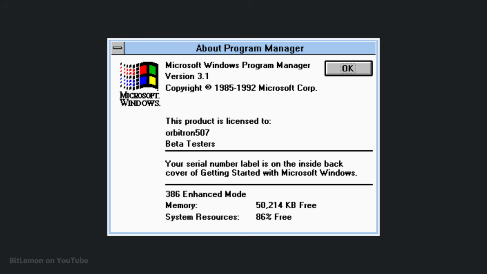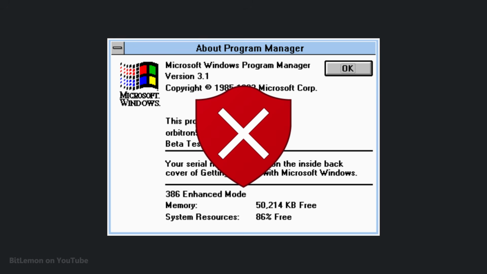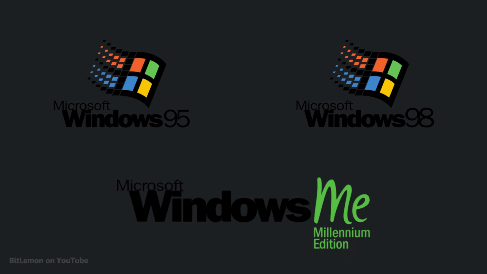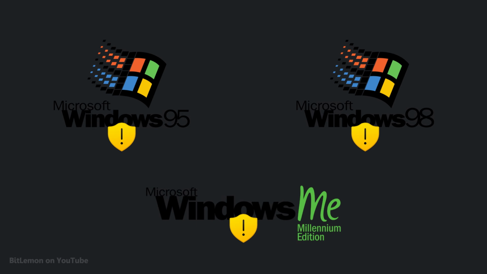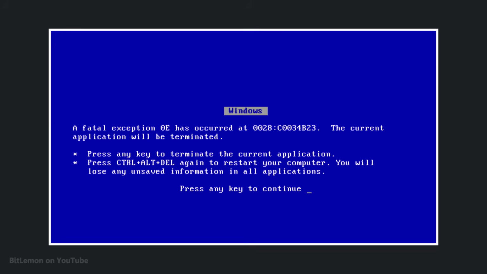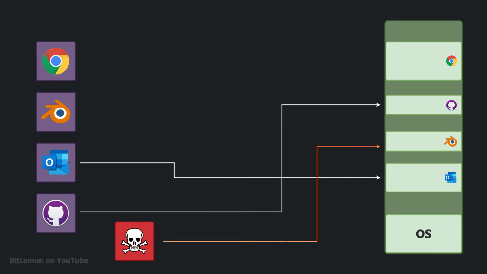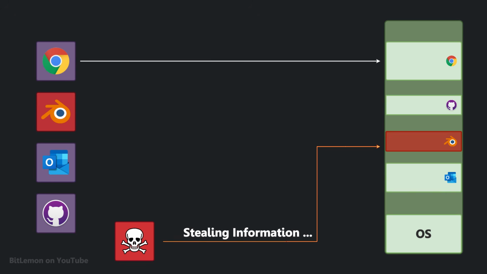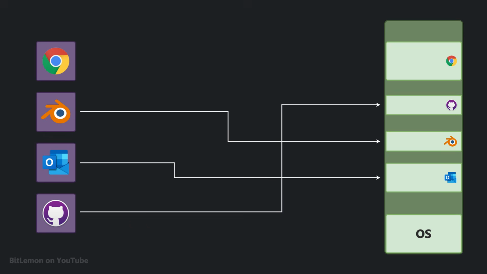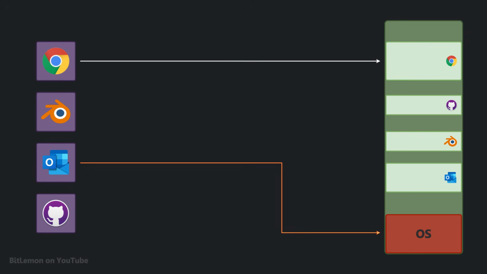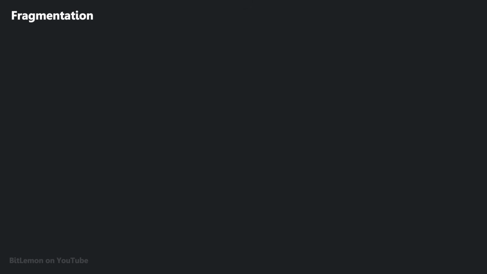Fun fact: the first version of Windows, up to Windows 3.11, didn't have any protection against this problem at all. Windows 95, 98, and the Millennium Edition had some enforcement, but still allowed direct access to memory. As you can imagine, this lack of memory protection made them highly vulnerable to crashes and security issues. Any program, whether malicious or just poorly written, could overwrite critical system memory, which led to crashes, data corruption, or even hardware instability. The second issue is fragmentation.